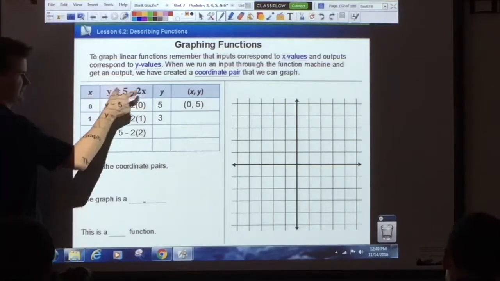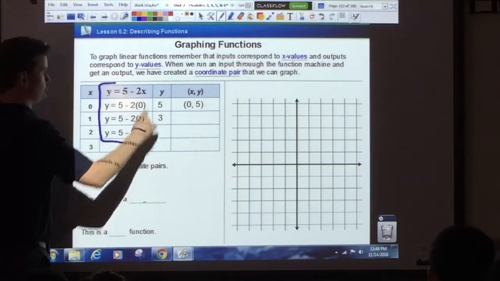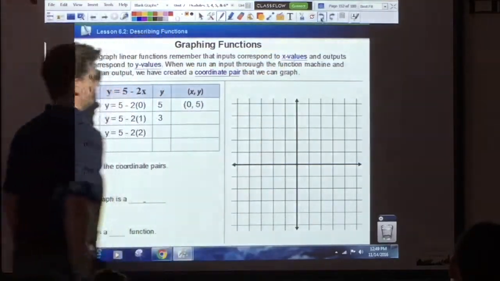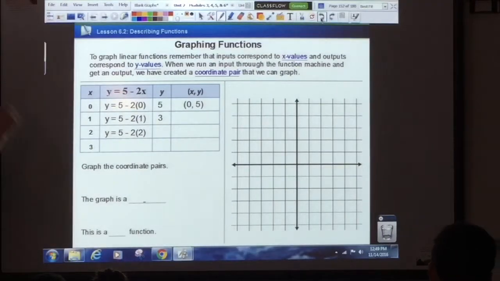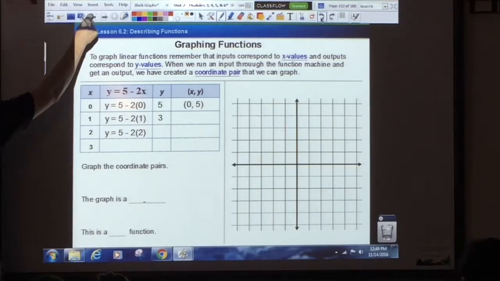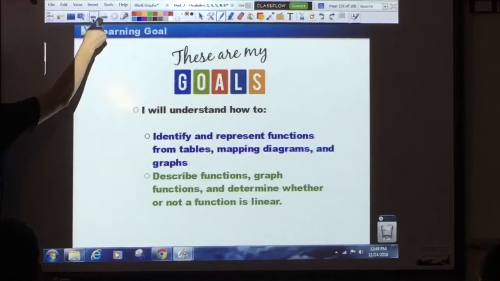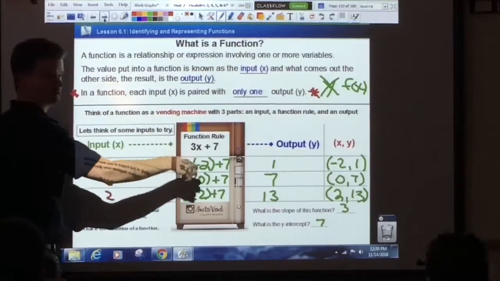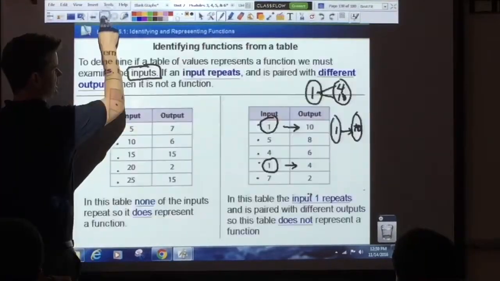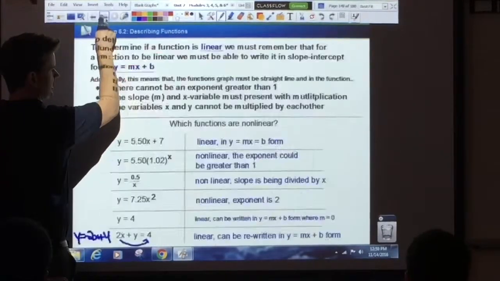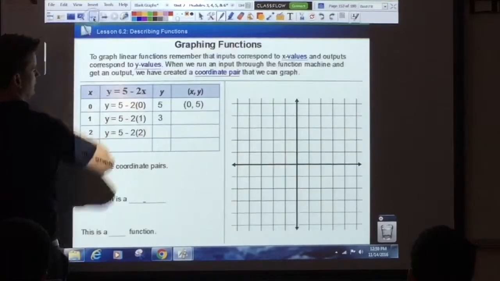We had an input. This is technically my little machine here. And I get an output, that becomes a coordinate pair. Once I get enough coordinate pairs, I can graph it. If you don't believe me, look. Way back when, a long time ago, that is where we started. Input, function machine, output. Now the only difference is we're going to take those points and throw them up on a graph to see what it looks like.